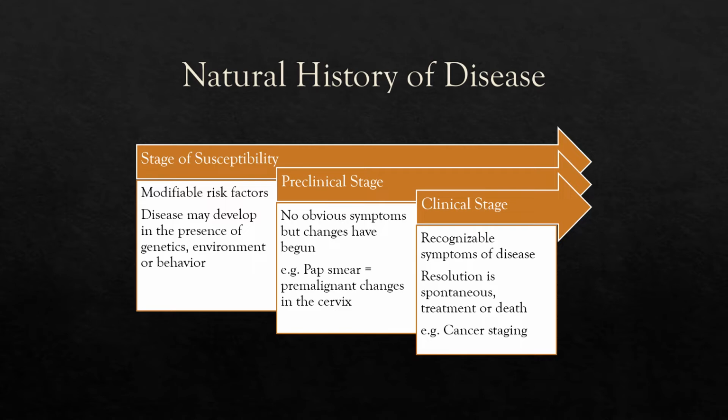And finally, the clinical stage of disease is when you are able to recognize symptoms of disease, and resolution may be spontaneous, but is more likely to be the result of treatment, or resolution may be death. So, for example, cancer staging could be taken in terms of at what point in the natural history of the disease is the cancer, according to the pathology of the cells that are collected. You can determine how advanced into the clinical stage of disease the cancer has become.